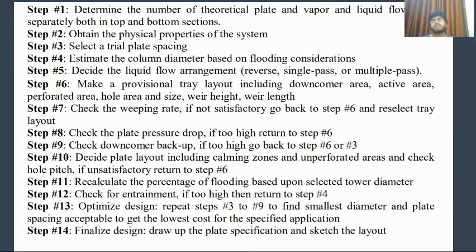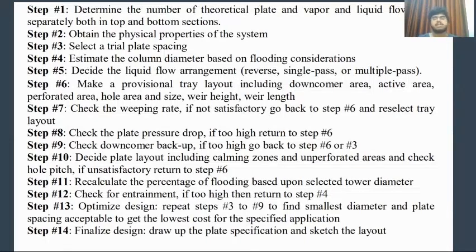The first step involves determining the number of theoretical plates, which we will do with the help of the McCabe-Thiele method. The second step involves the physical properties of the system: column top pressure, column pressure drop, surface tension for components in the top section, and for the bottom section we need to get the Cp values using the steam table.